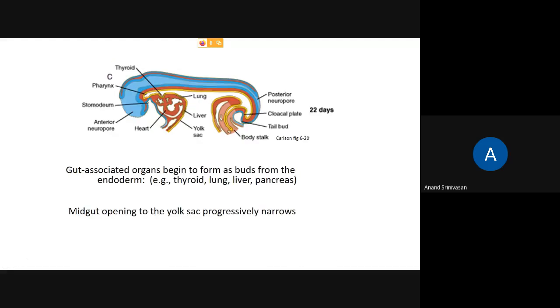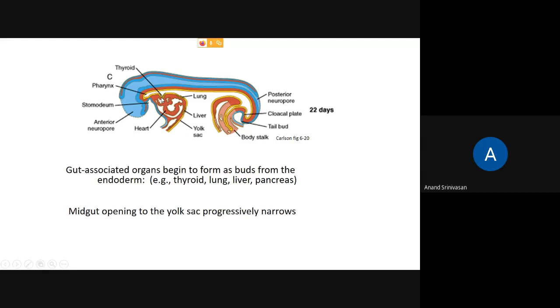Now the gut associated organs begin to form as buds from the endoderm. That is, there are certain structures which are arising from the gut, especially the foregut. Around the 22nd day, certain gut associated organs, that is the structures which develop from the GIT, will form from the endoderm.